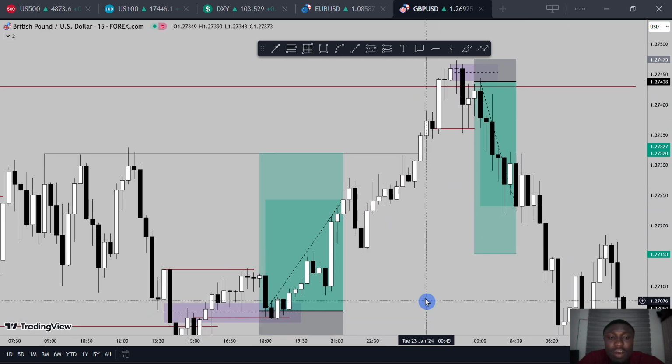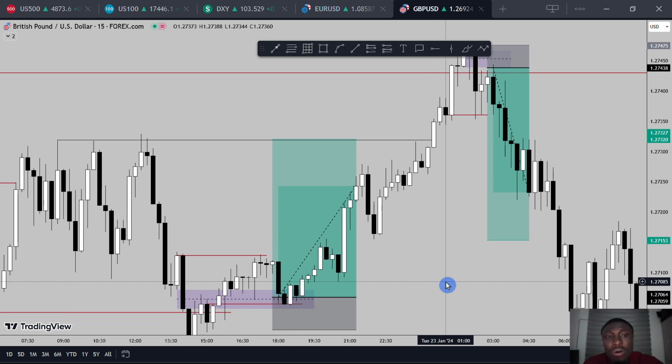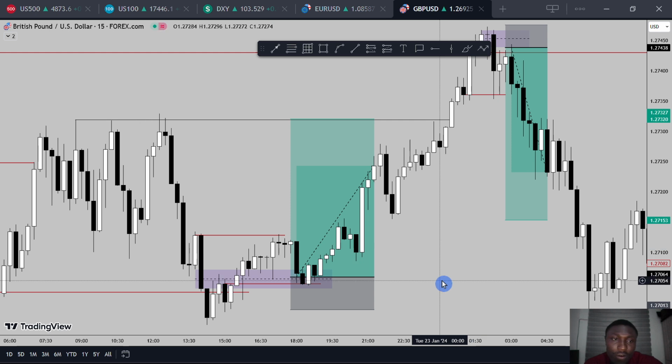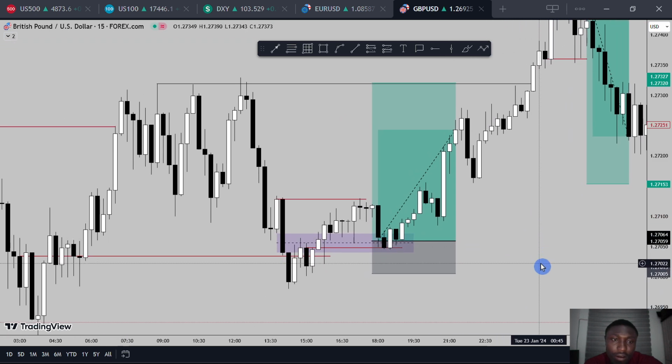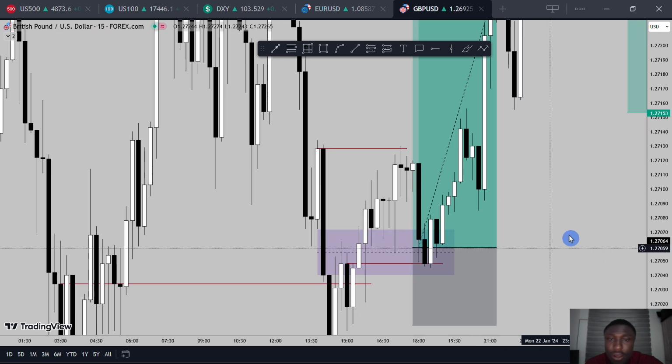So yeah, this is how you can use change in state of delivery for your confirmation entries. Make sure you have a directional bias. Make sure price pulls back to discount of your higher time frame levels if you want to buy, or premium of your higher time frame levels if you want to sell. And on the lower time frame, you can look for change in state of delivery for your entry. Okay, you don't have to wait for the high to be broken all the time because sometimes you're not going to get that.